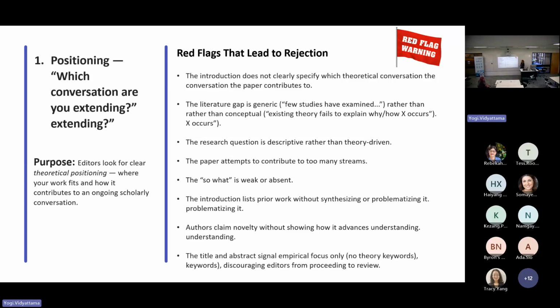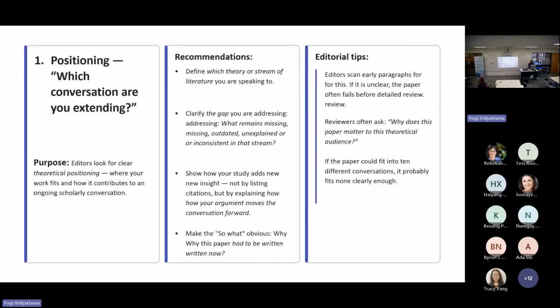Another big red flag, especially in the positioning, is that you claim novelty without showing how it advances understanding, right? It kind of builds on the idea of, well, no one has done it, that's why I'm the first one to do that. And then the title and abstract signal empirical focus only, no keywords, no theory, very descriptive of what it is that you're doing. So let's look now at what could be done in this case.